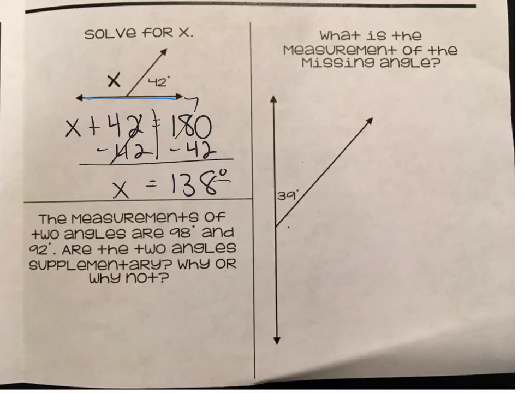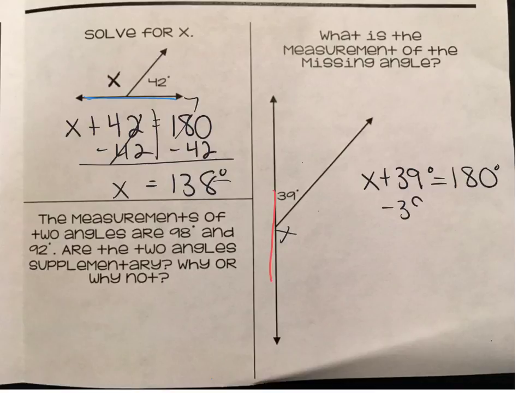Okay, on this next one, go ahead and put an x here as well. So once again, we have this straight line. Anytime you have a straight line, it's 180, every single time. Your pencil, if it's a straight line right now, is a 180 degree angle. So we have x plus 39 degrees equals 180 degrees.